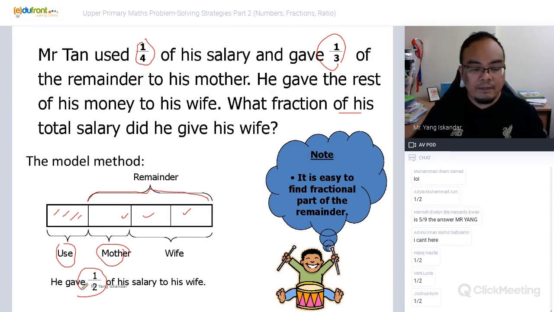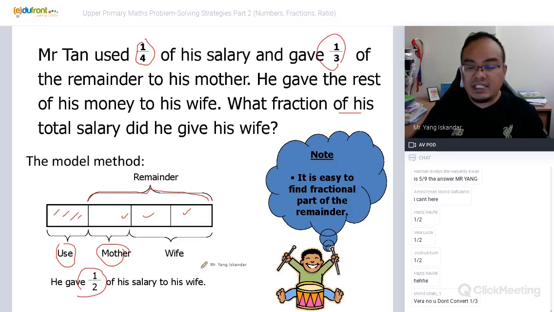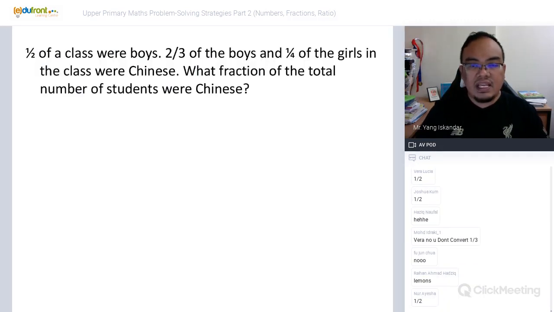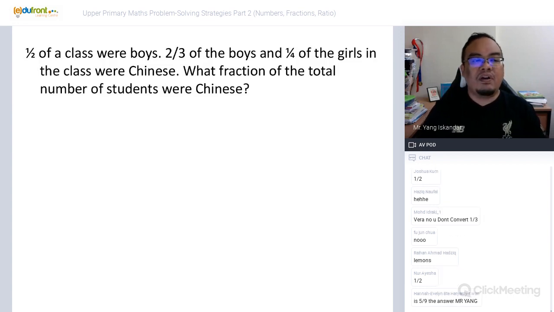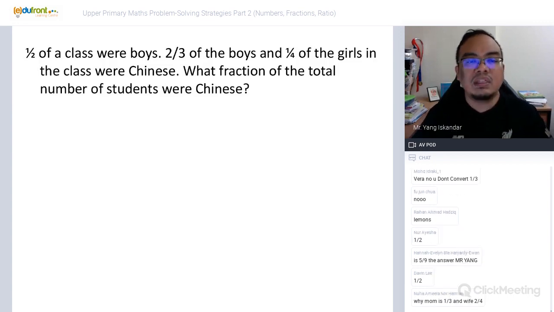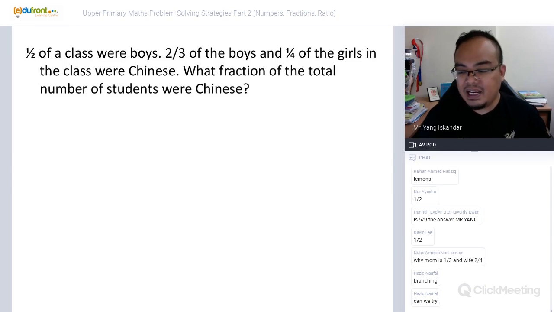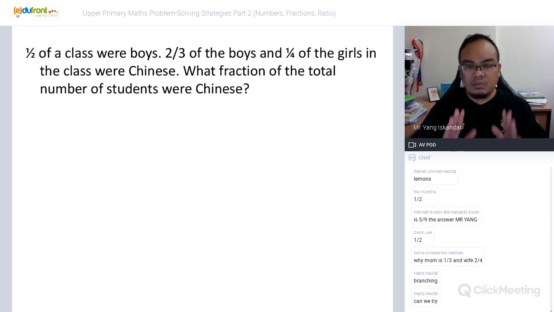Now this is for a very simple, straightforward question. You can easily draw a model. Then what about if you have this? Half of a class were boys, 2/3 of the boys, and 1/4 of the girls in the class were Chinese. What fraction of the total number of students were Chinese? Can you all use the model method to solve this? I want all of you to try using the model method to solve this question.